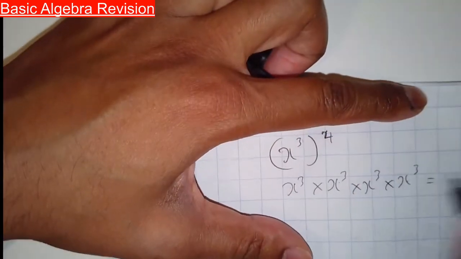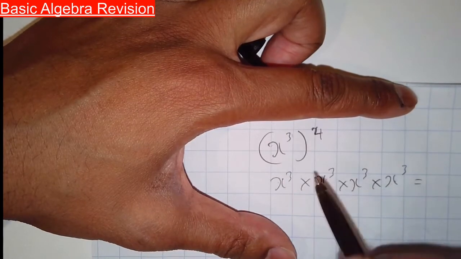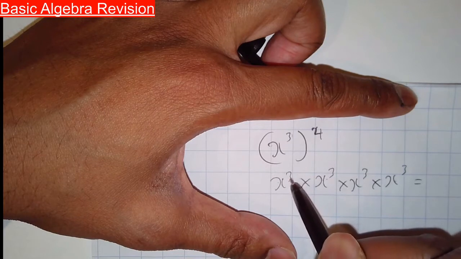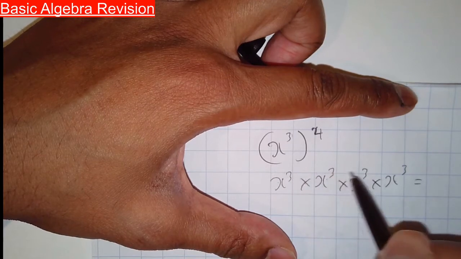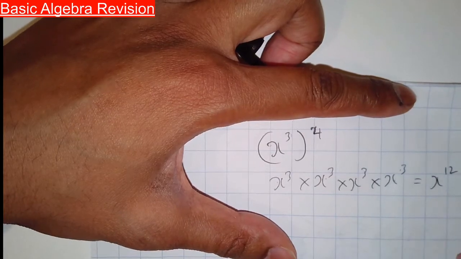So what do you do then? The base is the same, and you're timesing. So what do you do with the indices when you're timesing? You have to add those. 3 add 3 add 3 add 3 is 12. So it's x to the power of 12.